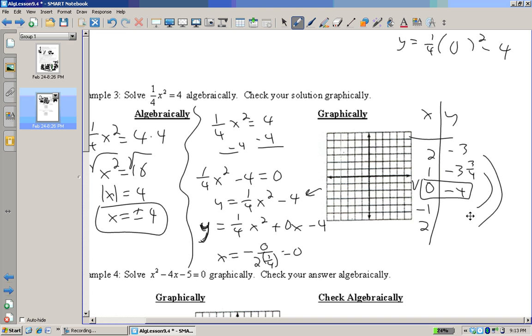And hopefully this symmetry is going to hold. Let's check by plugging in. I'll tell you what, looks like plugging in negative 2 is going to be easier than plugging in negative 1. So let's do that. Negative 2 times negative 2 is 4. 1/4 of 4 is 1. Minus 4 is negative 3. So the symmetry is holding up. That's good. And now we're going to graph this. Two, negative 3.